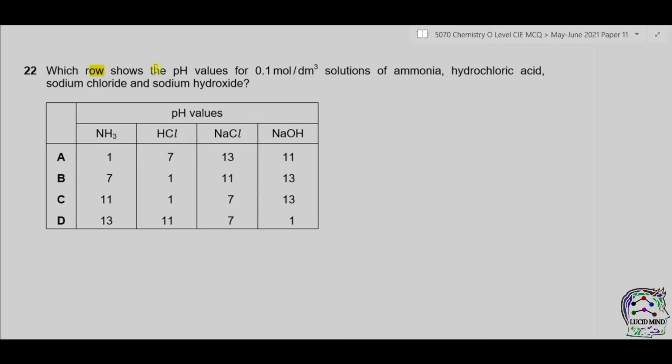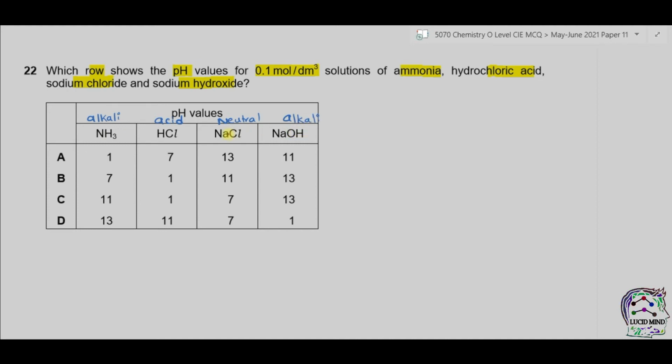Question 22. Which row shows the pH values for 0.1 mole per decimeter cube solutions of ammonia, hydrochloric acid, sodium chloride and sodium hydroxide? Ammonia is an alkali as it can dissolve in water to form ammonium hydroxide. HCl is an acid as it forms H positive ions and Cl negative ions. NaCl is a neutral salt and sodium hydroxide is a strong alkali. As compared to ammonia, it is stronger.